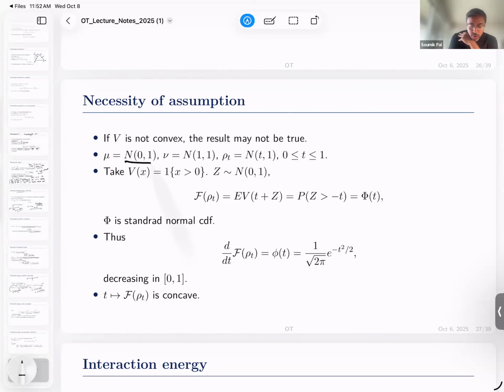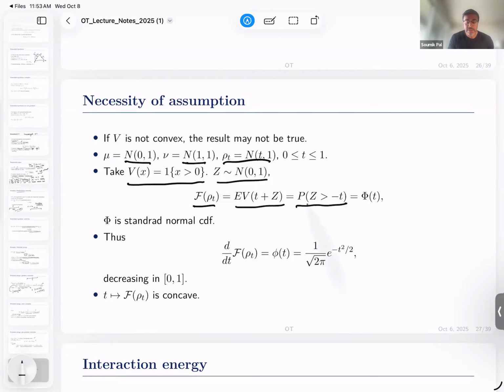Take mu to be normal(0, 1). Take nu to be normal(1, 1). I already know how to compute geodesics between two normals, and in this case, this is just normal(t, 1). Take my function V(x) to be the indicator of x positive. Very, very easy function: it's 1 when x is positive, 0 otherwise. And so if I compute F(rho_t), where rho_t is normal(t, 1), then if I sample my z from normal(0, 1), this is just the expected value of V(t + z).